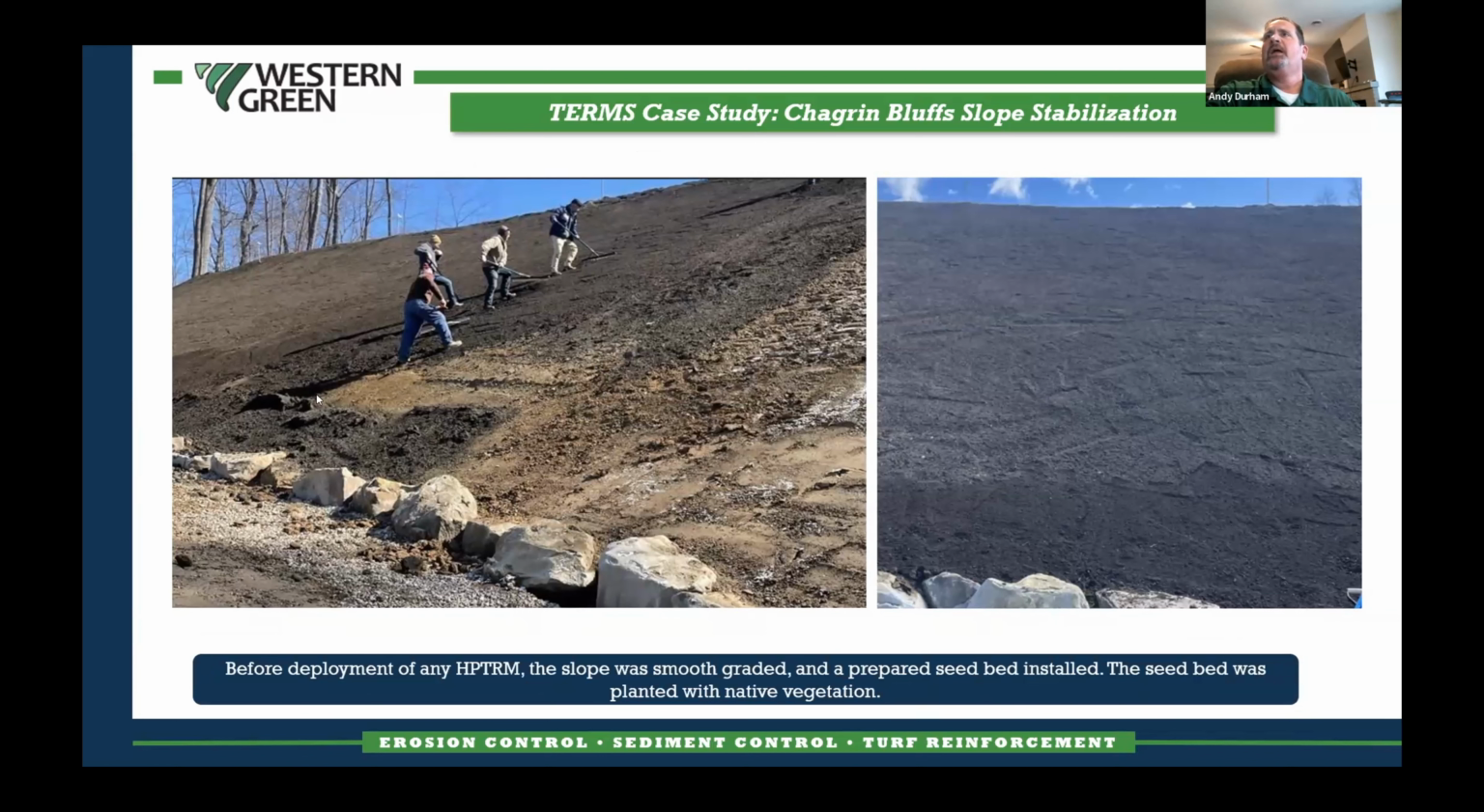This is the graded slope. And they went in and they put a pretty good prepared seed bed, raked it all out, got some good native adaptive vegetation seeded in there. And you can see that before the turf mat goes down.